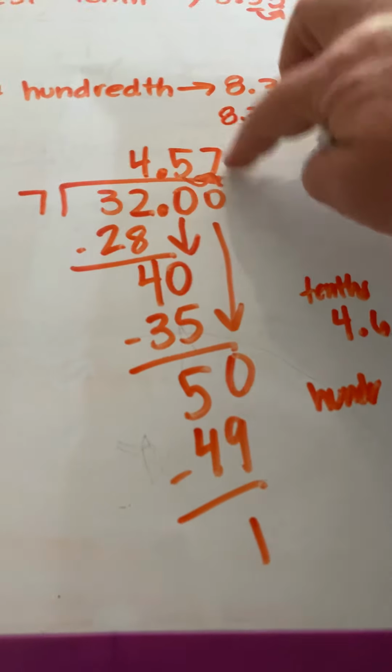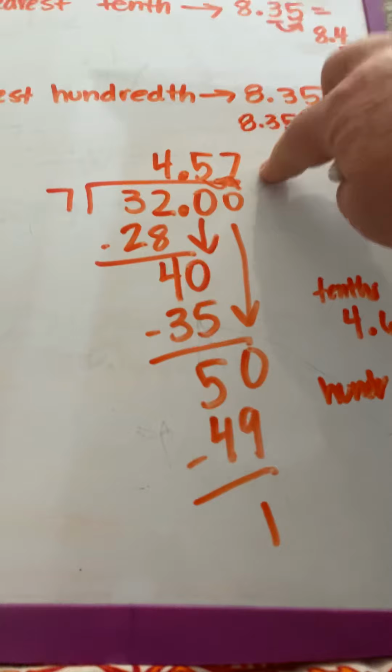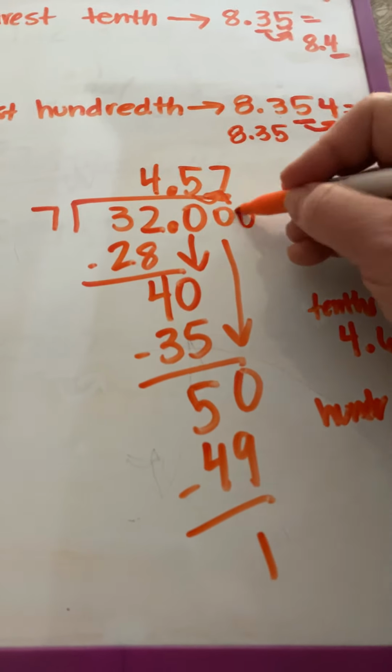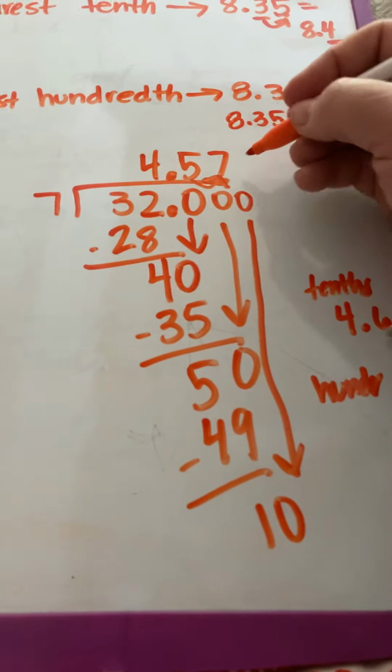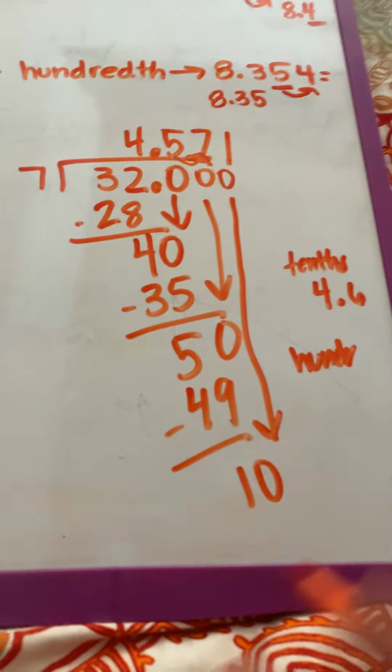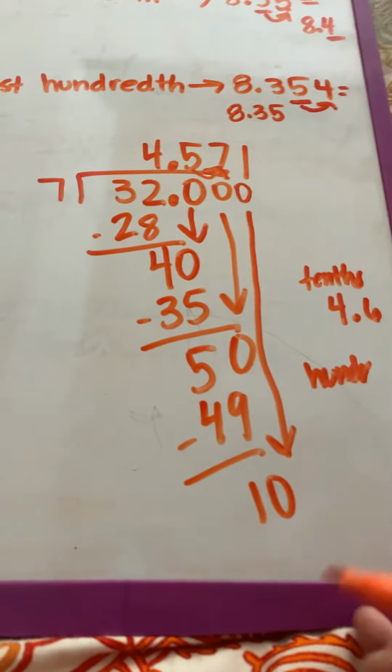Okay, let's say I want to do it in the hundredths. So I already have a number in the hundredths. I got to go to the thousands. So I'm going to bring another 0 down. And that will only go in there one time. So I don't have to solve this division problem.